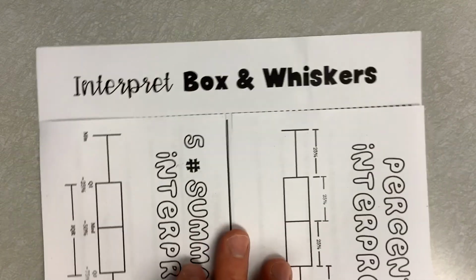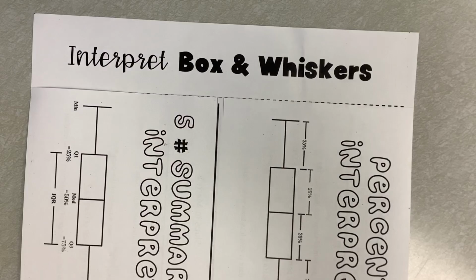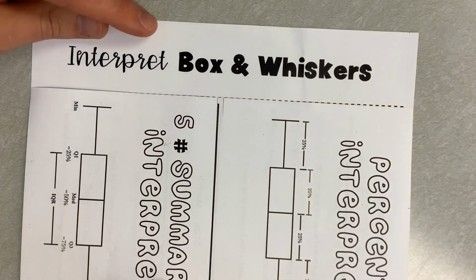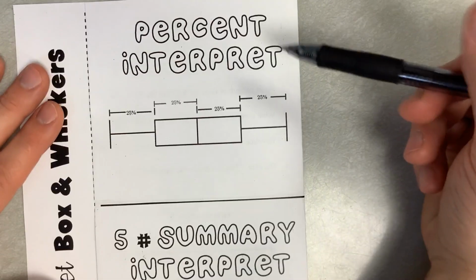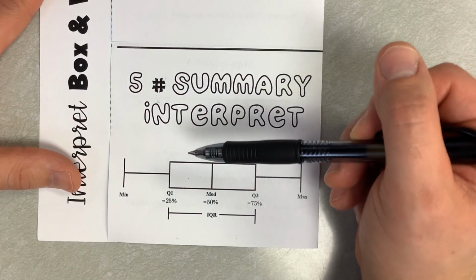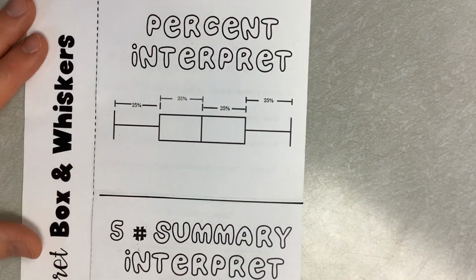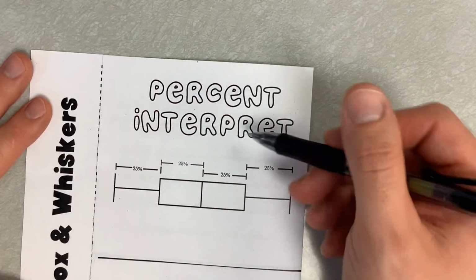All right, guys, today we are doing box and whisker plots. We're not making them, we're interpreting them, okay? Now we got two kinds of flaps here. We're gonna interpret it as far as percentage goes, and then the actual 5-number summary that goes along with it, okay? Which again, you'll see. So let's do the top first.